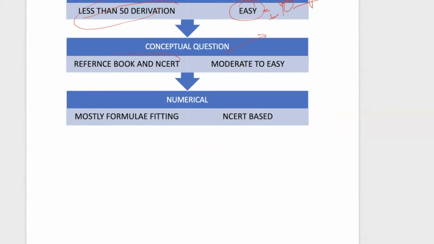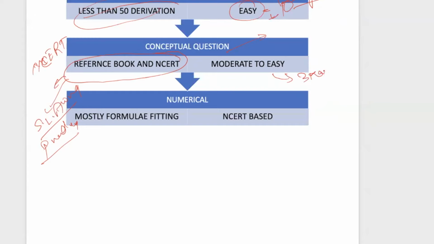Where should you attempt these? Some questions are given in the in-text exercises of the NCERT, and some questions you can take from a reference book like S.L. Arora or Pradeep or any book or coaching material that you prefer. There are some conceptual questions especially in the 3 marker section, which involve basically a conceptual type, and this section is a little bit tricky, moderate to easy.